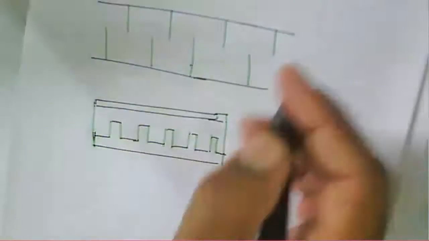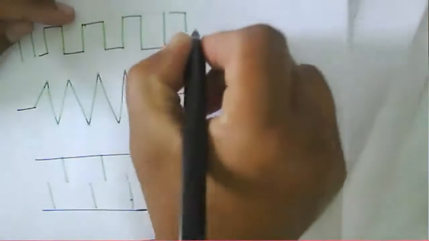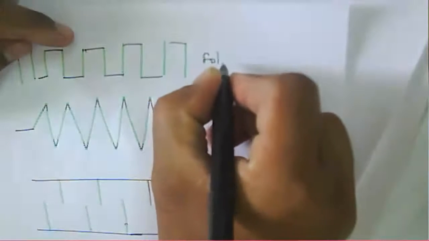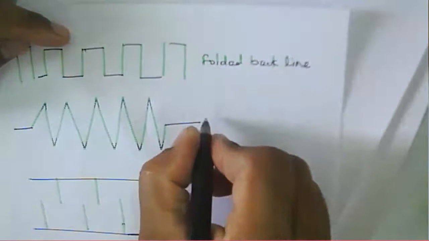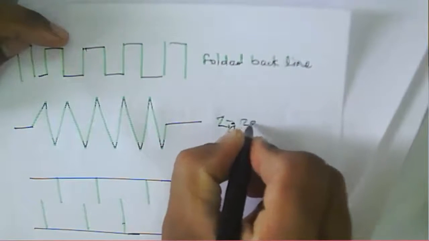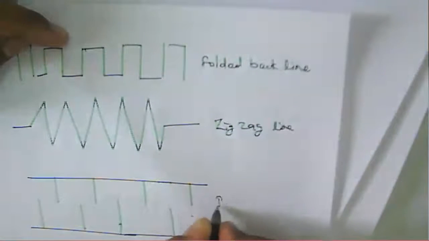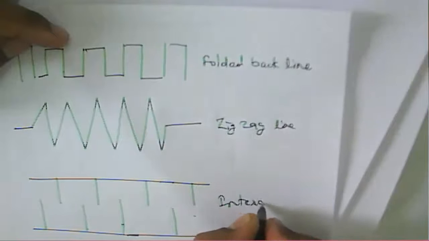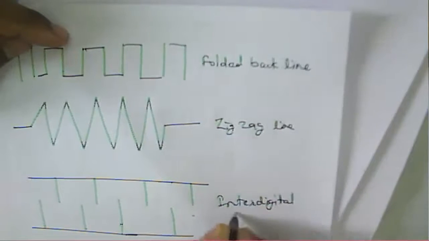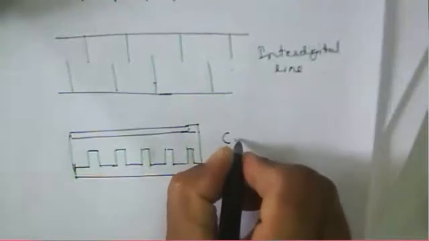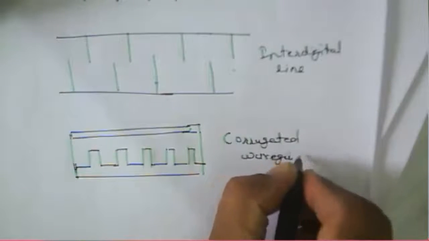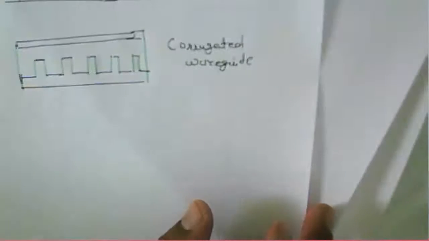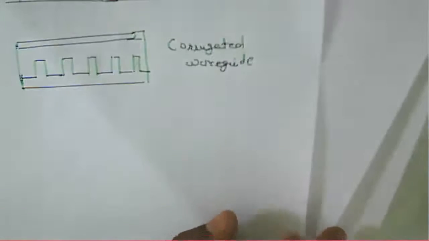Okay, earlier we have the helical structure. We can consider that this one is a folded back line. Then this one is a zigzag line. We can say interdigital line. We can say corrugated waveguide. These are the types of slow wave structure. These are the various types of slow wave structure.